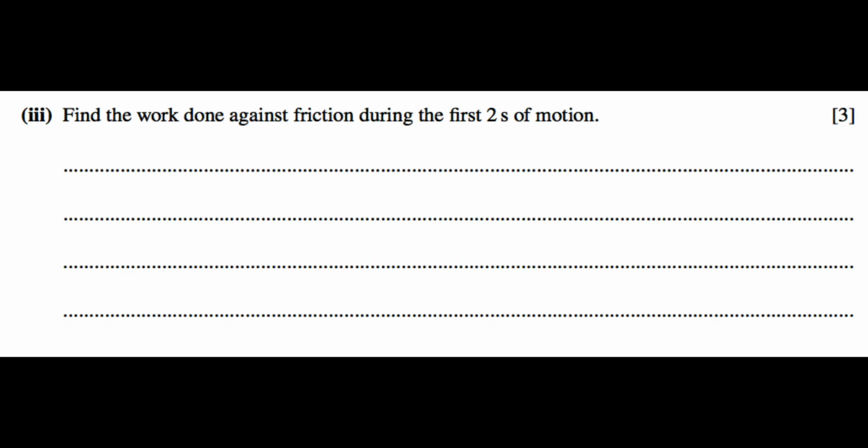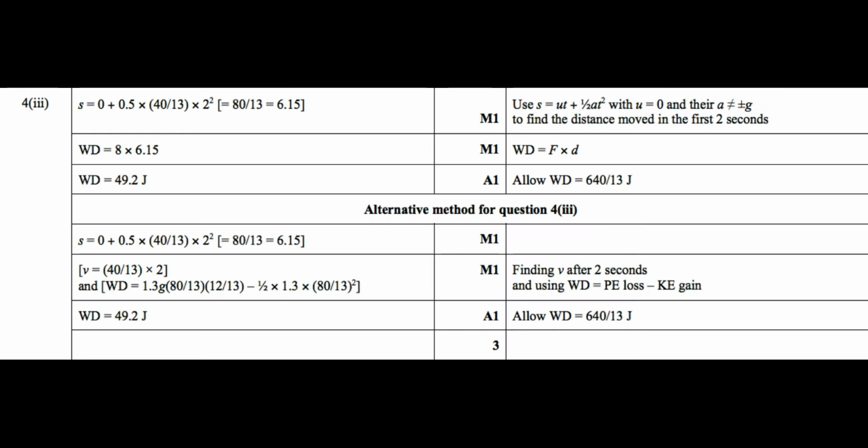The next question is to find the work done against friction during the first 2 seconds of motion. We first find S, the distance, using t, and then find the work done by force times distance. For the distance, S equals ut plus a half at squared, where u is 0. A is 40 divided by 13 and t is 2 seconds. After we calculate, we get 6.15.